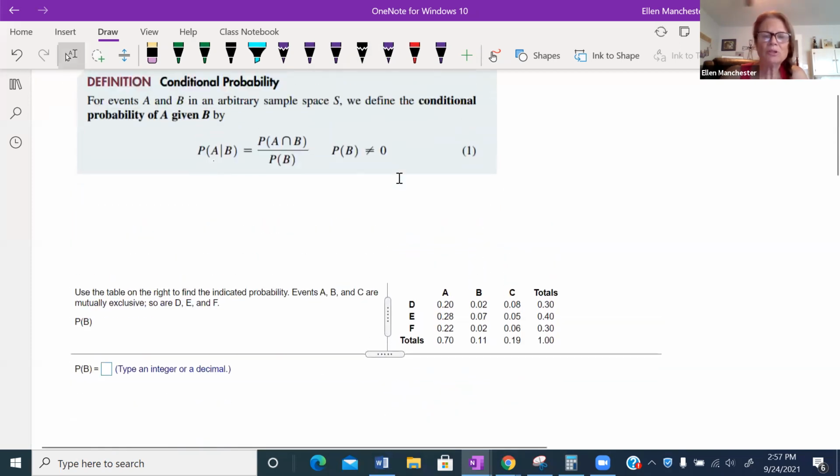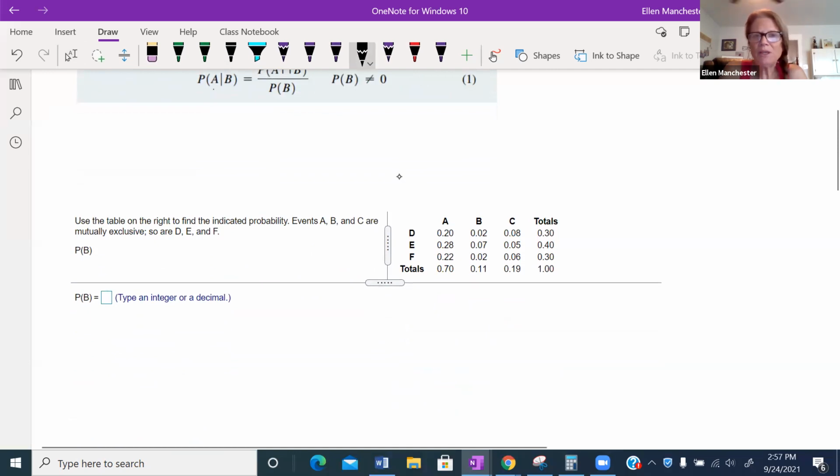Okay, so when we're looking at these, you're going to be given a chart. In My Math Lab, you're going to be given a chart, and it says use the table on the right to find the indicated probability. Events A, B, and C are mutually exclusive. That means there's no overlap. And so are D, E, and F.